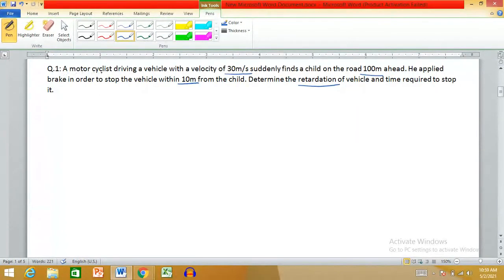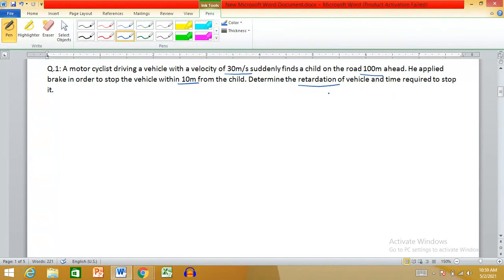A motorcyclist is driving a vehicle with a velocity of 30 meter per second. The velocity is given, 30 meter per second. Suddenly he finds a child on the road 100 meter ahead. He applied brake in order to stop the vehicle 10 meter from the child. Determine the retardation of the vehicle and the time required to stop it.